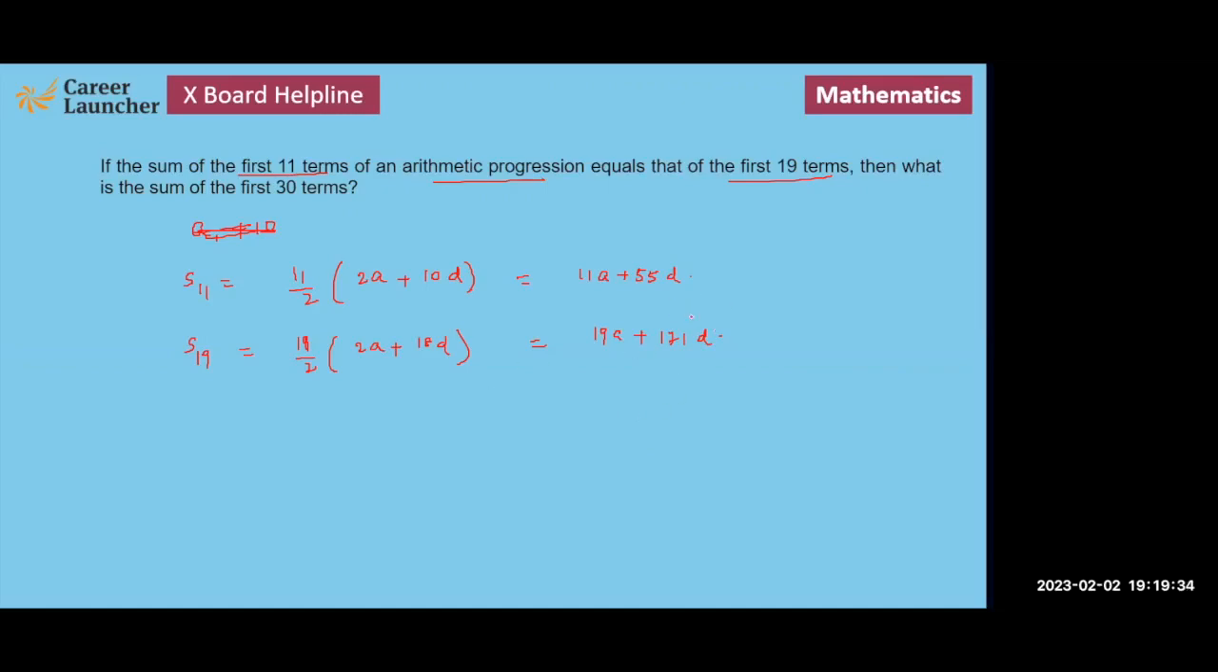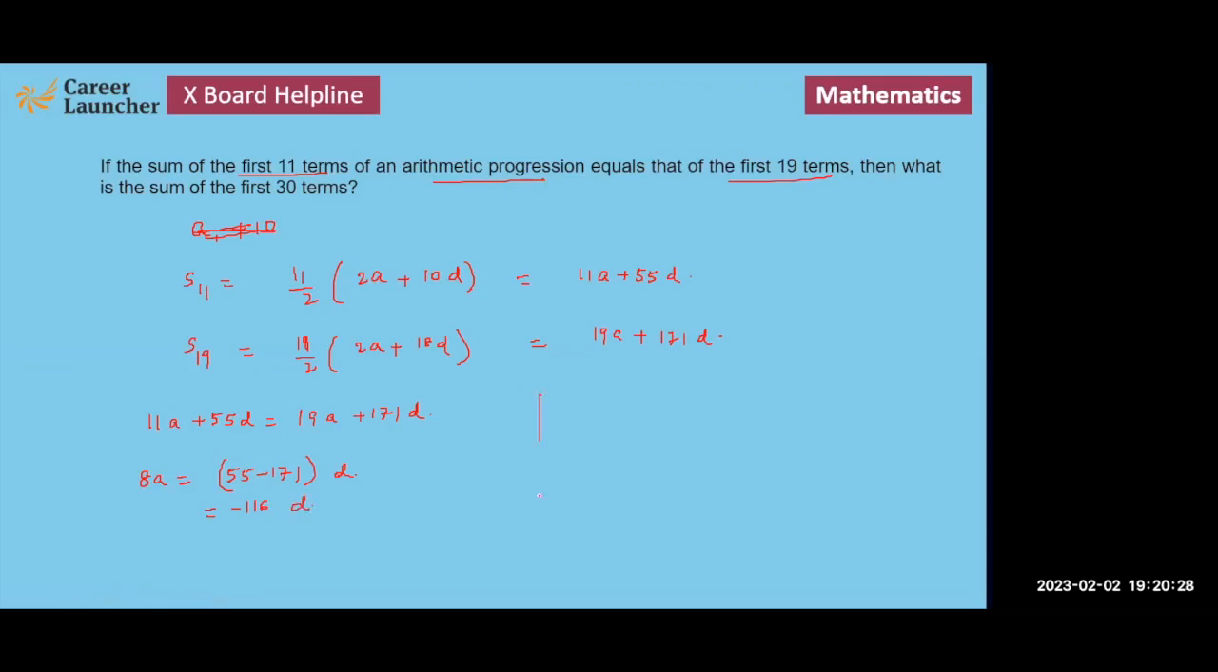So since these two are equal, 11a plus 55d is equal to 19a plus 171d. So we can see some relation between a and d, right? So you will find that 8a will be equal to 55 minus 171 into d. That is 116 minus 116 d.